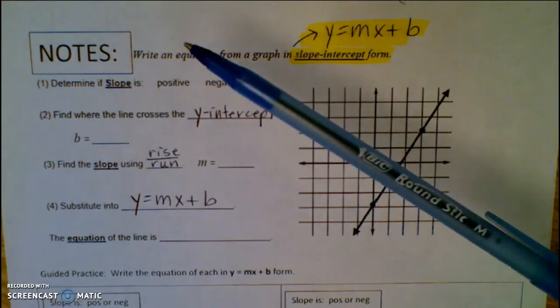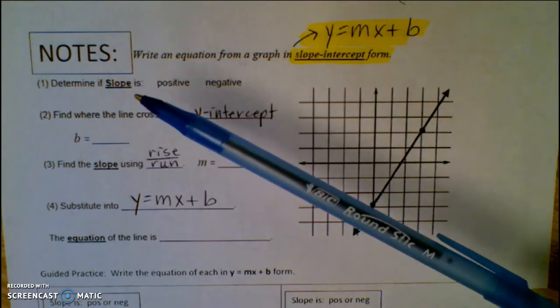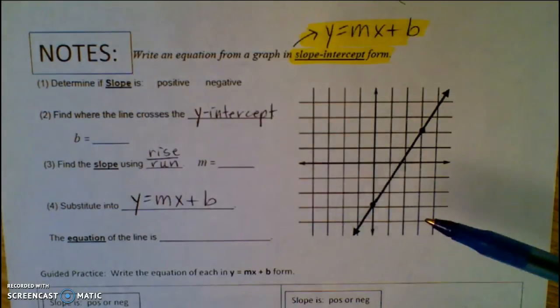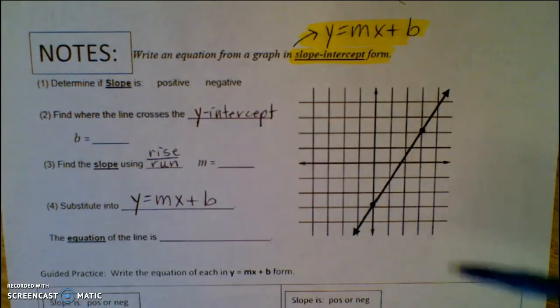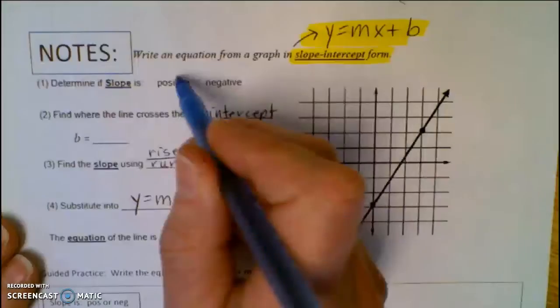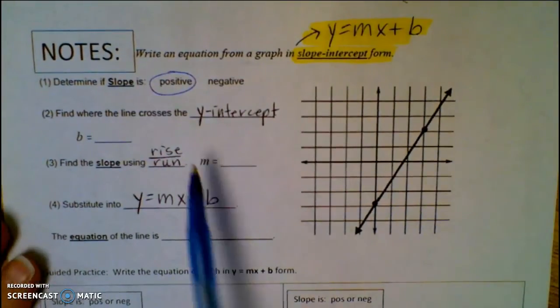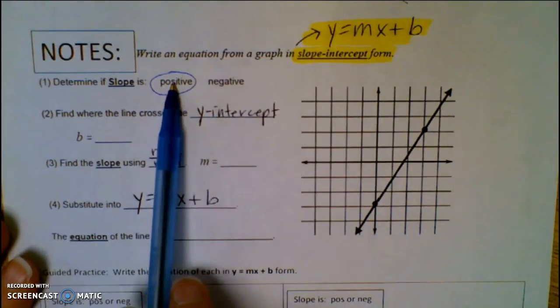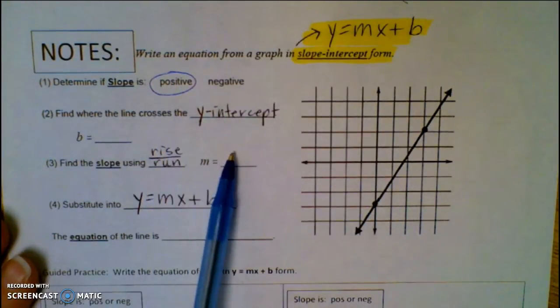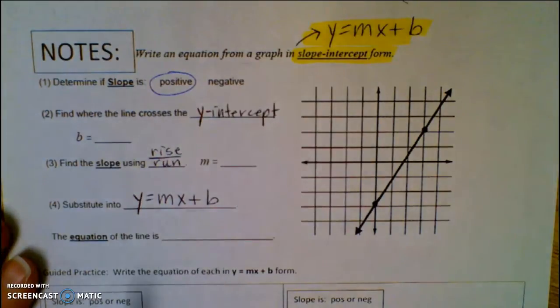And the first part of doing these questions is you need to determine if the slope is positive or negative. This one is definitely going uphill from the left to the right. Slope Dude would say puff puff positive. So you just need to indicate, and that's going to help you when we talk about slope to make sure you have the right value down here for slope.